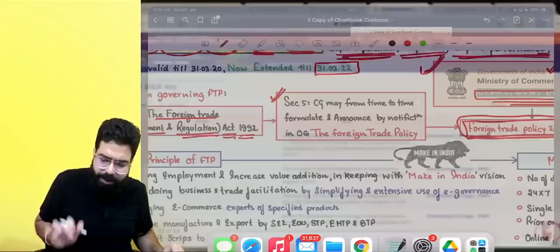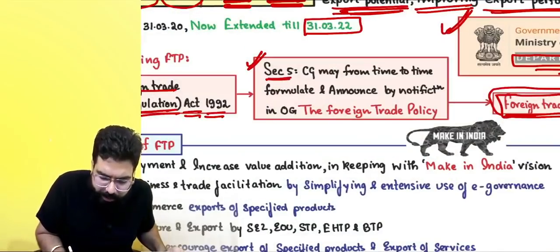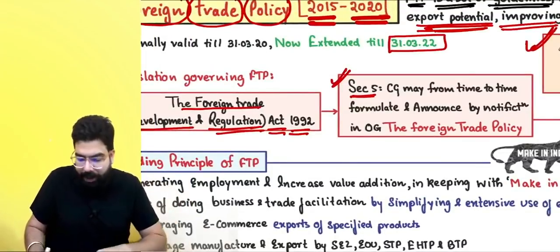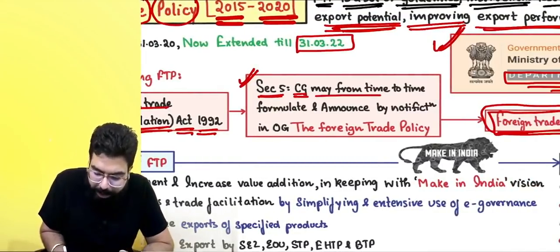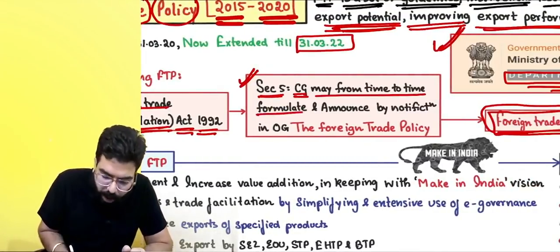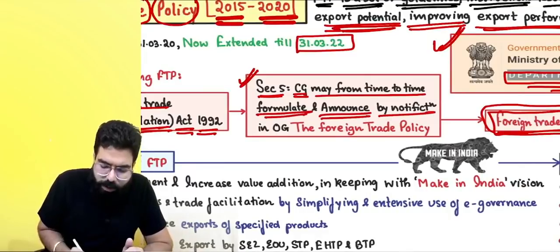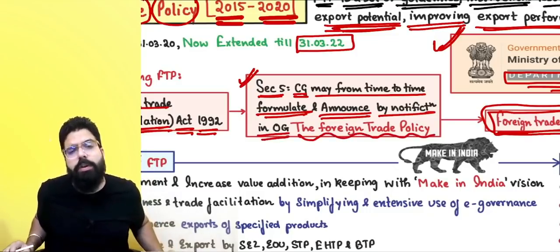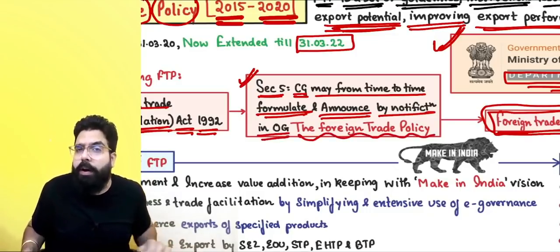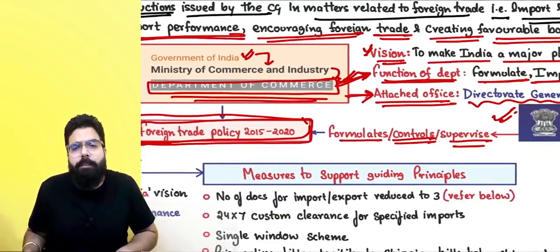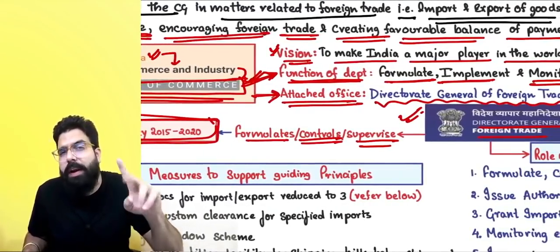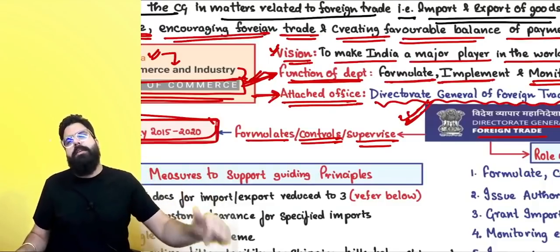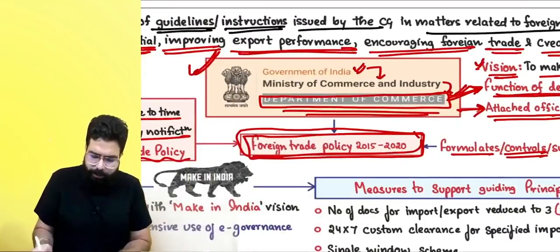In section number 5, you will see that section 5 of the Foreign Trade Development and Regulation Act says the central government may from time to time formulate and announce by notification in the official gazette the foreign trade policy. Who will announce? The central government will announce. And this foreign trade policy is made by whom? It is actually formulated, controlled and supervised by the boss. The boss is the Directorate General of Foreign Trade. Yes, sir, we got it.